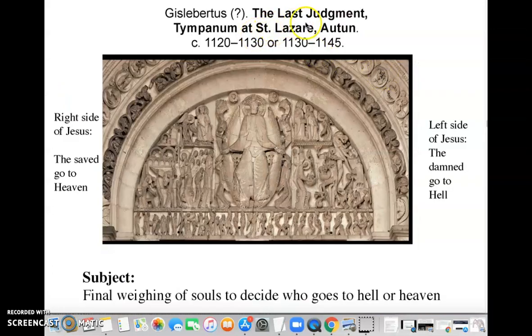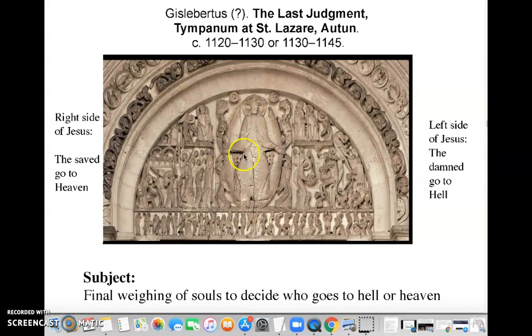And so you're also going to read about and study this tympanum sculpture at a church, Saint-Lazare in Autun, France. And you can see here the same use of an enlarged superhuman Christ in a body mandorla in the center as a kind of powerful spiritual force organizing the entire composition. The subject here is the final weighing of souls to decide who goes to hell or heaven.